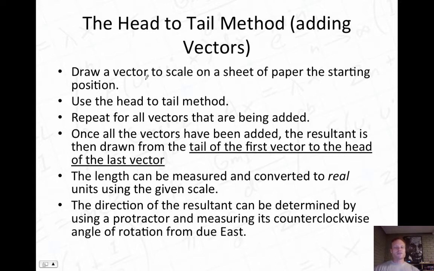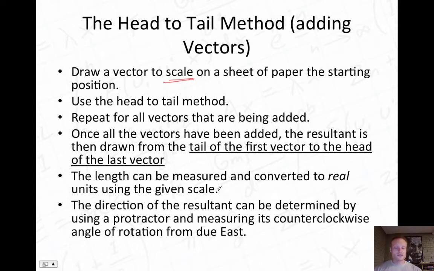So here are some step-by-step methods for doing the head-to-tail method of adding vectors. Draw a vector to scale on a sheet of paper, and that is the starting position. Use the head-to-tail method, where you keep connecting the vectors as you go along, and once all the vectors have been added together, the resultant is drawn from the tail of the first vector to the head of the last vector. Then you can measure the length of that resultant and convert it to real units using the given scale. Whatever scale you decide on, you can use it to figure out how far the resultant is.